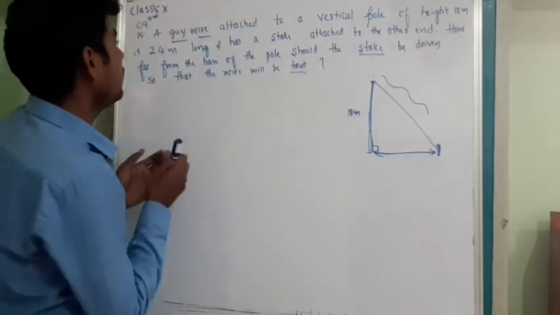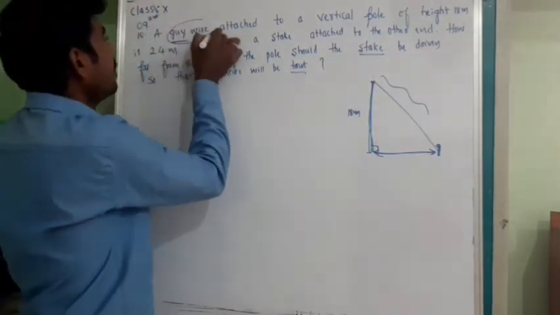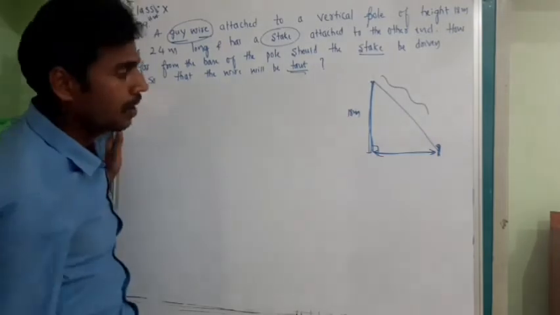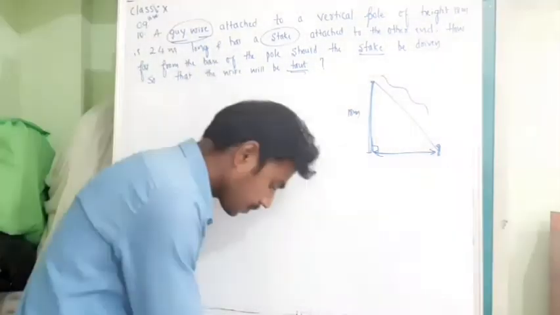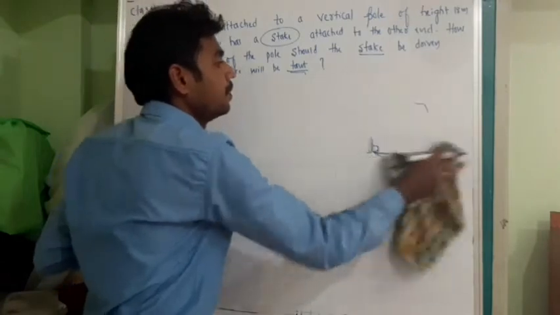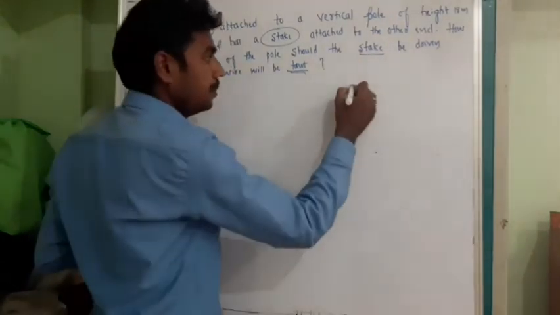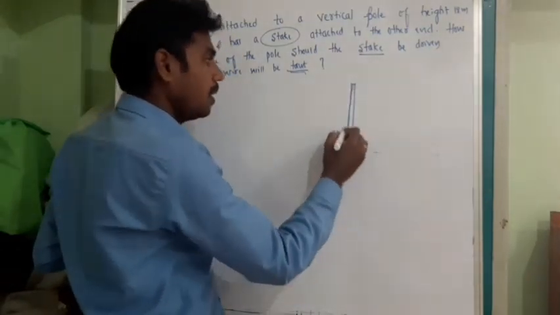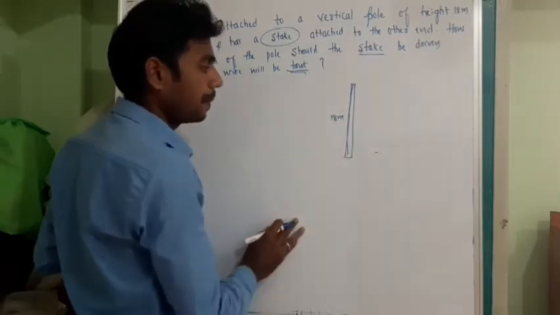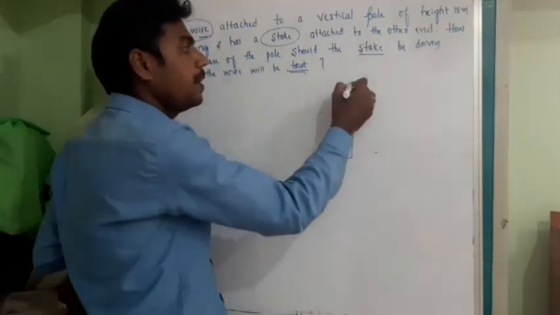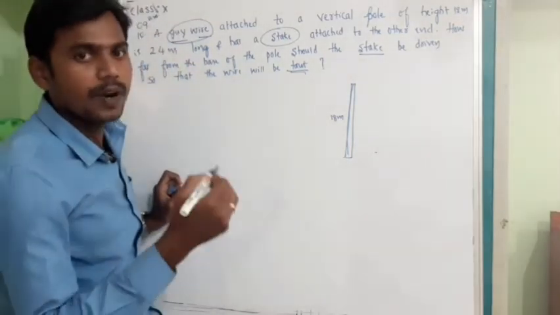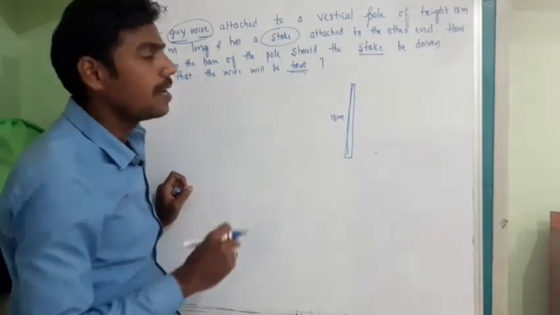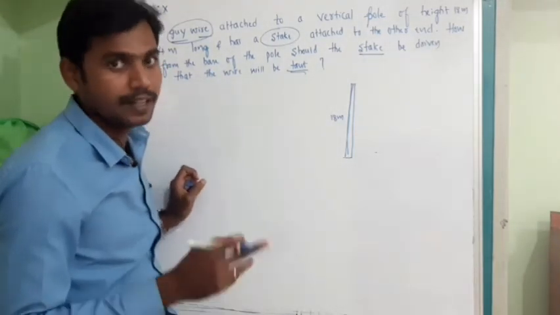See, there are three things. Guy wire is a new word for you, stake is a new word for you, and taut is a new word for you, and pole you already know. See, according to this problem, there is a pole, and to strengthen this pole, whose height is 18 meter, they make use of a guy wire. Usually if you ask the electrician, they call it a G wire. If you call it a guy wire, they will not understand.